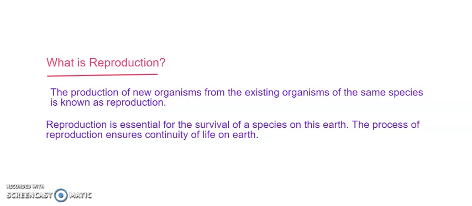As you all know, producing a new organism from an existing organism of the same species is known as reproduction. And reproduction is very, very important and essential for the survival of any species on this earth. The process of reproduction ensures the continuity of the life of that particular organism on earth. So, what is the basic definition of reproduction? Producing new organisms so as to keep the continuity of the life of that particular organism on earth.